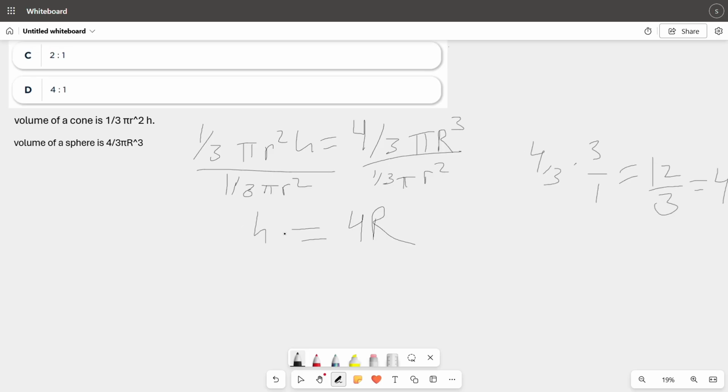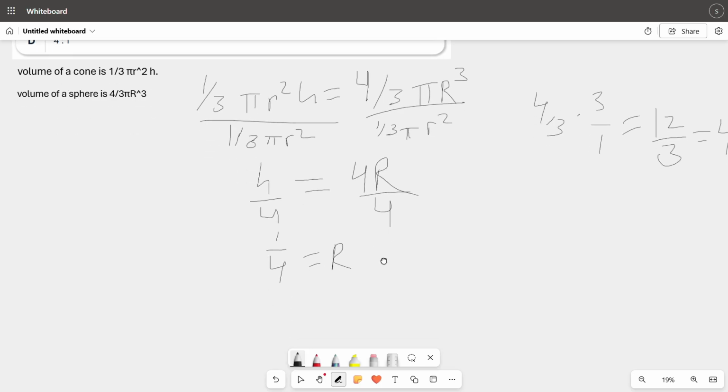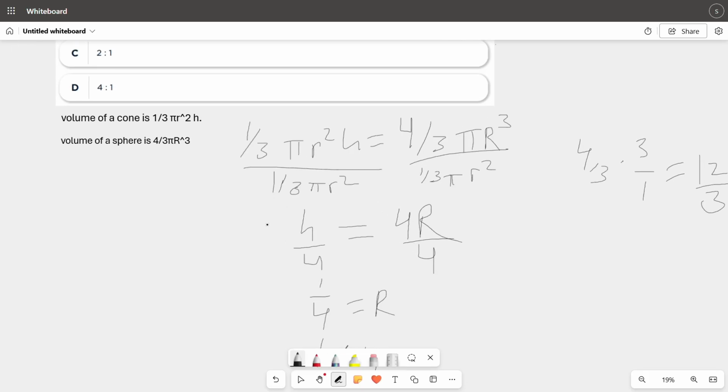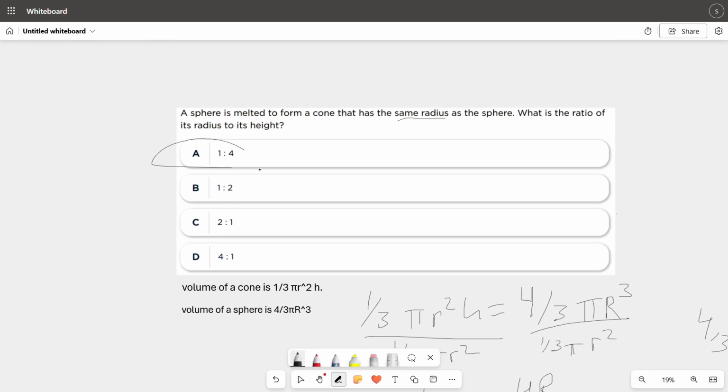Okay, so h is equal to 4r. Let's divide by 4 on both sides. So we get 1 over 4 is equal to r over h. So it'd be 1 ratio 4. Okay, 1 ratio 4. And if we look at our answer choices, it looks like A is correct.